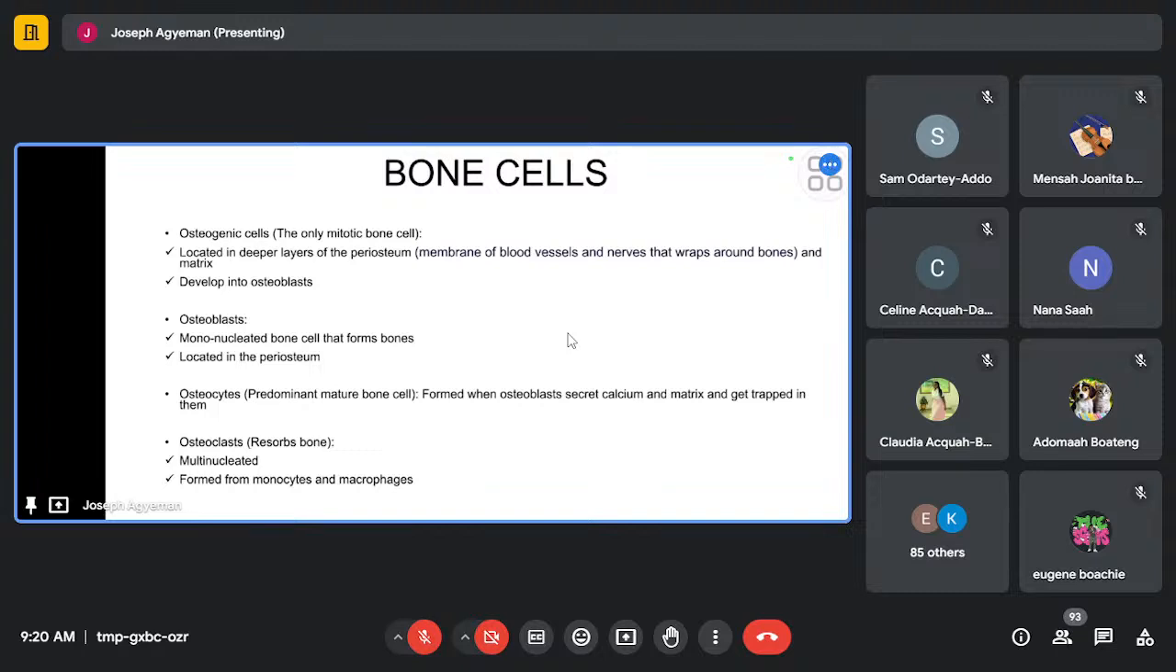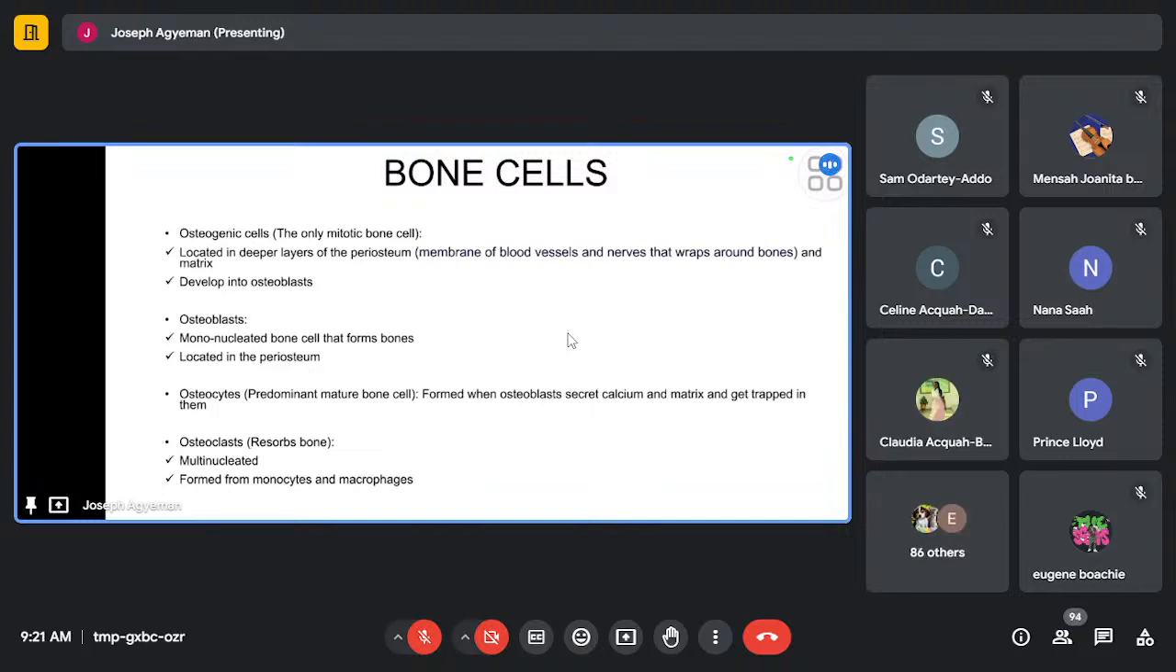Periosteum is simply a membrane of blood vessels and nerves that wraps around the bone. So those nerves and blood vessels that are around the bone, you have osteogenic cells there. And you also have osteogenic cells within the bone matrix itself. These cells will produce, or give birth to, osteoblasts. So osteoblasts are produced from osteogenic cells.